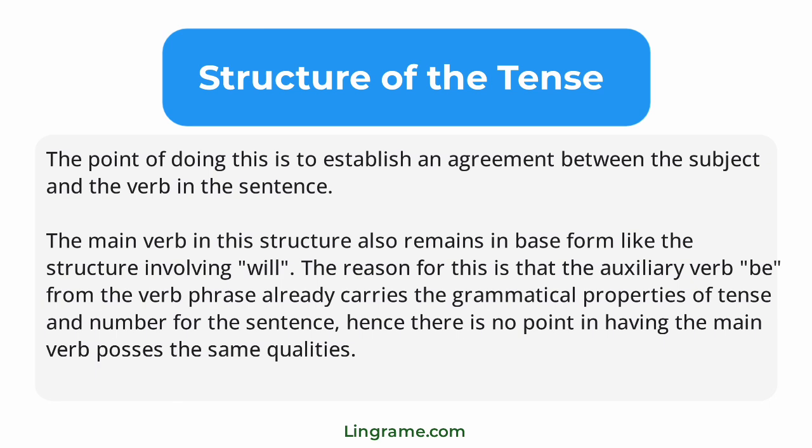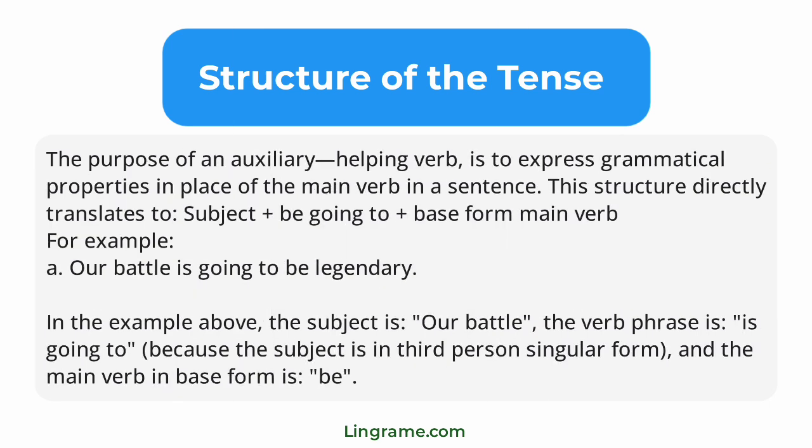The main verb in this structure also remains in base form, like the structure involving will. The reason for this is that the auxiliary verb, be, from the verb phrase, already carries the grammatical properties of tense and number for the sentence, hence there is no point having the main verb possess the same qualities. The purpose of an auxiliary, helping verb, is to express grammatical properties in place of the main verb in a sentence. This structure directly translates to subject plus be, going to plus base form main verb.